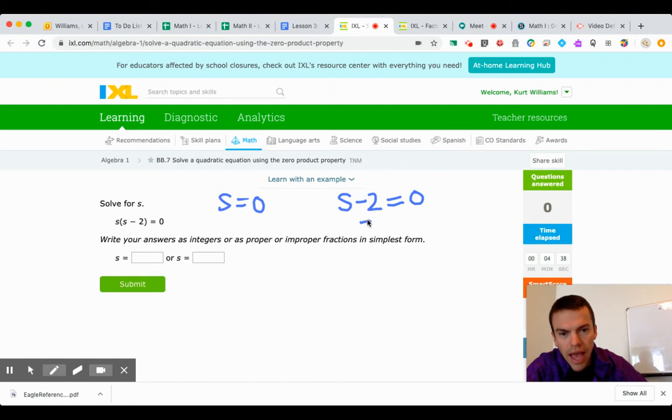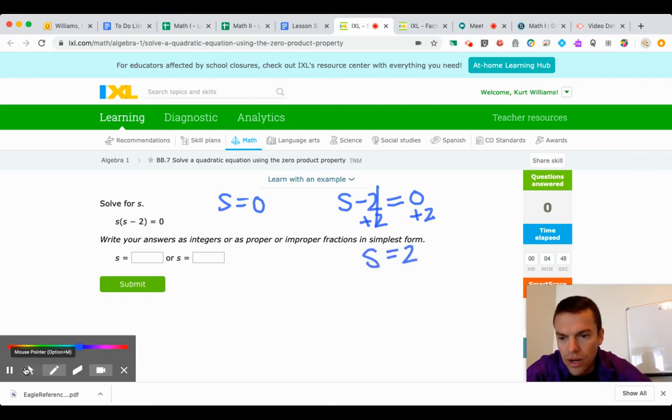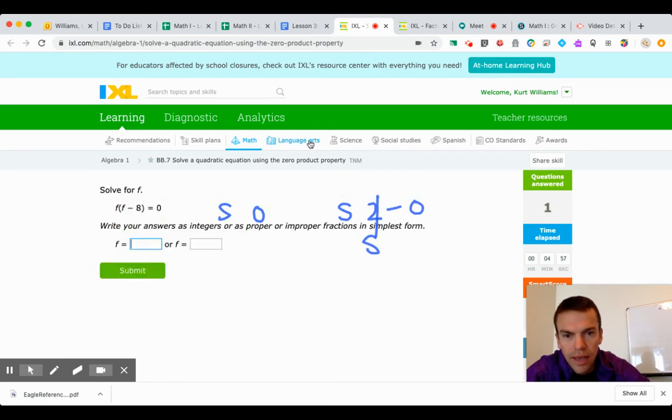I'm going to add 2 to this side and also add 2 to this side to get s by itself. So that cancels out, and s is equal to 2. Those are our answers: s is equal to 0 or s is equal to 2. Excellent. I'm going to clear this out and go on to the next one.